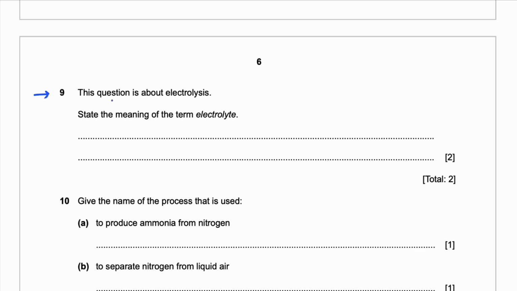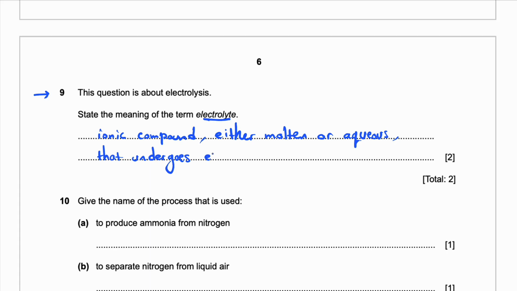Next question. This question is about electrolysis. State the meaning of the term electrolyte. An electrolyte is defined as a substance or ionic compound, molten or aqueous, that undergoes electrolysis.